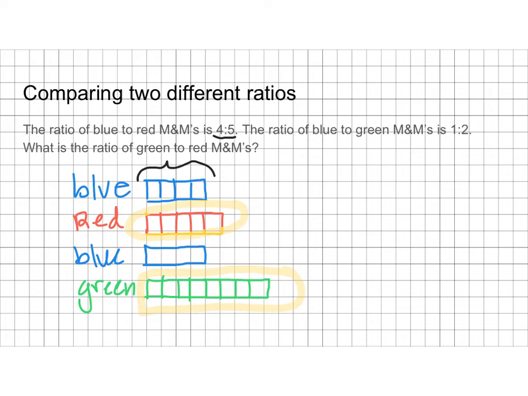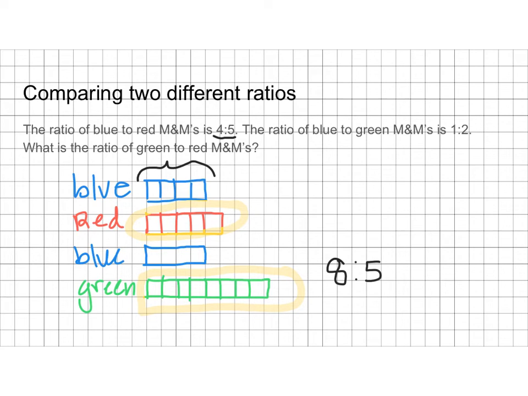And so now when I look at this, I can see that red has 5 and green has 8. So the ratio of green, oh, that was the ratio of red to green. Sorry, we want the ratio of green to red. So that's 8 to 5. We have to make sure we're doing the order correct.